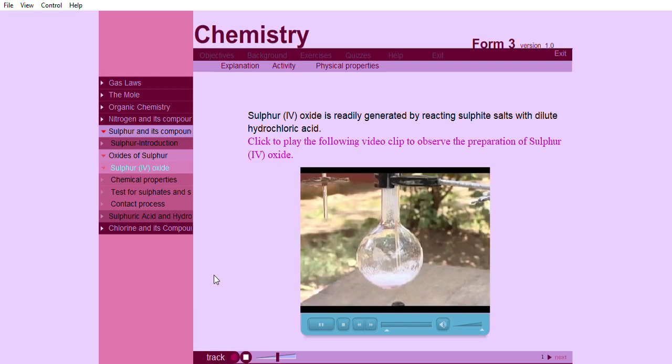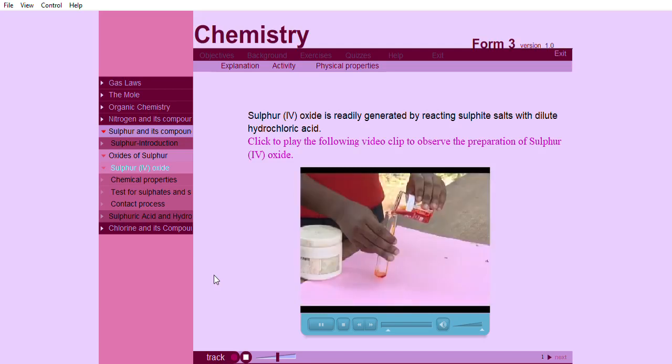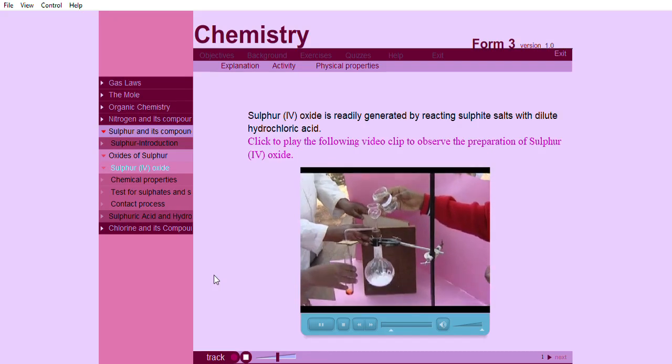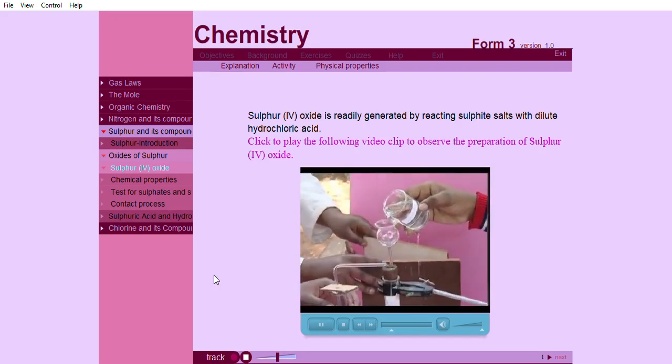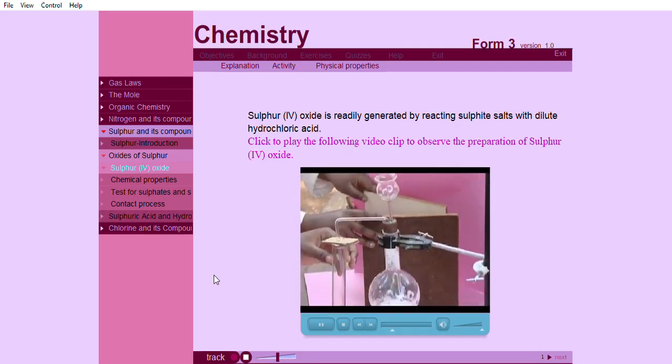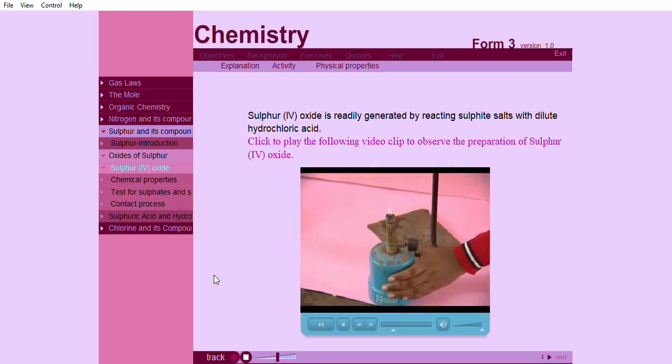Sodium sulfite is placed in the round bottomed flask. Sulfur 4 oxide is bubbled through orange potassium dichromate 6. Add dilute hydrochloric acid through the funnel into the flask to cover the sodium sulfite. Heat the flask gently to speed up the reaction.